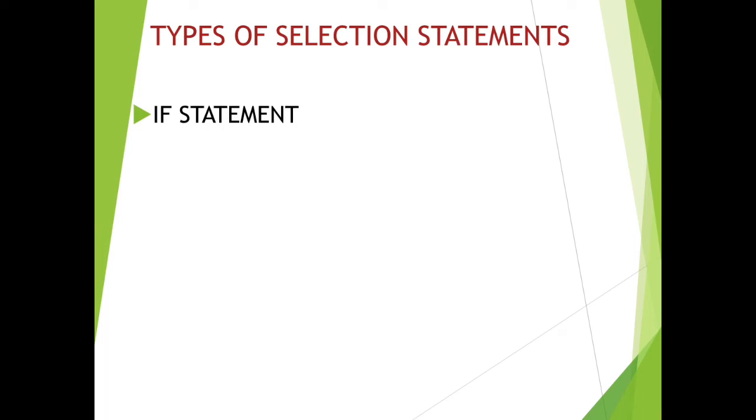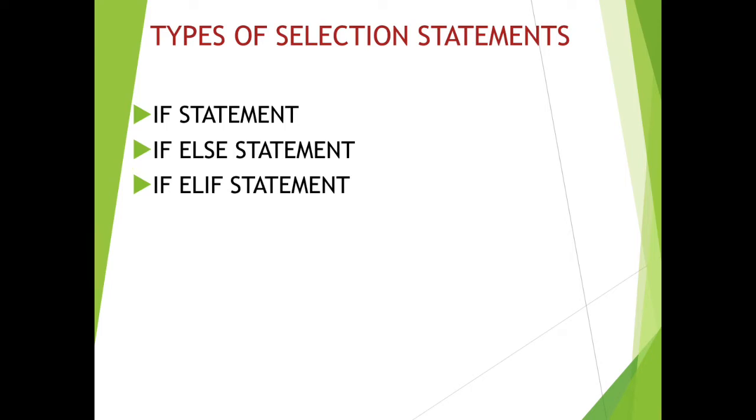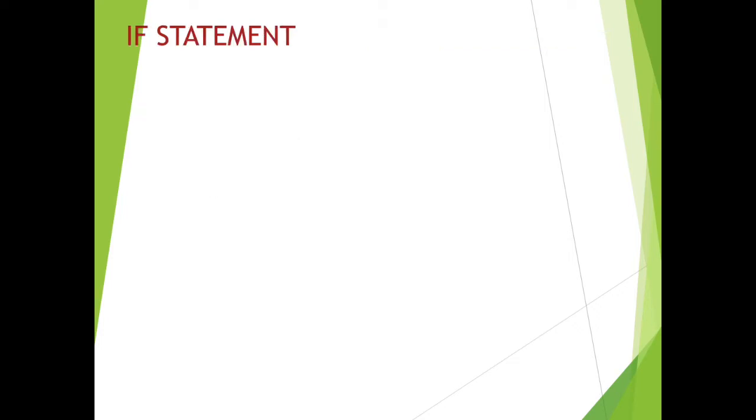Now there are basically 4 types of selection statements. They are if statement, if else statement, if elif statement and nested if statement. In today's topic of discussion, we are going to basically discuss about if, if else and if elif statements. Nested if I'll be discussing in the next part of this particular chapter. Let's go and try to understand the if statement.